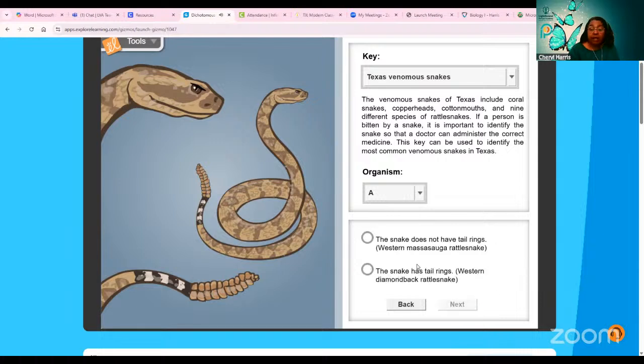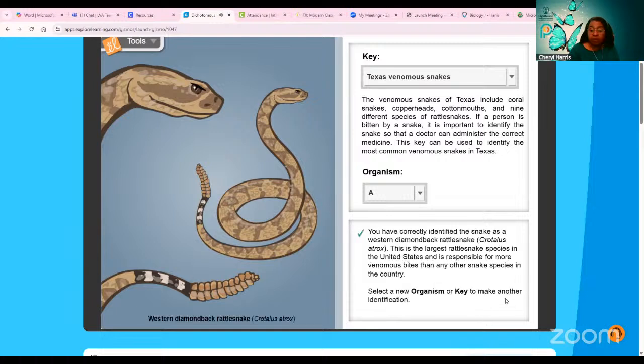Okay. Now it says the snake does not have rings on its tail, or the snake has rings on its tail. I guess these black and white things over here, we can consider that to be rings on the tail. And so that would be the one that you picked. Okay, and let's pick another one.